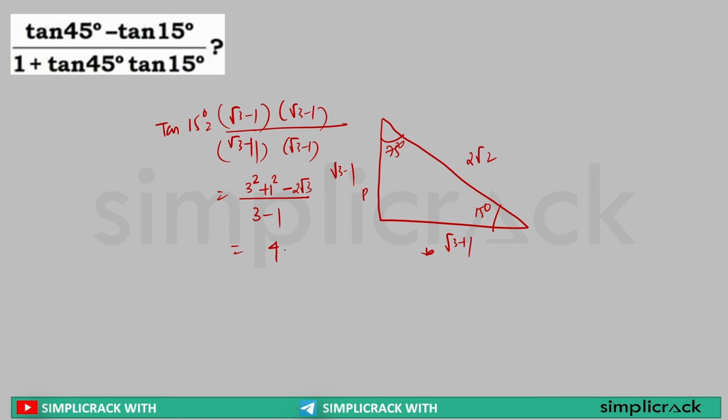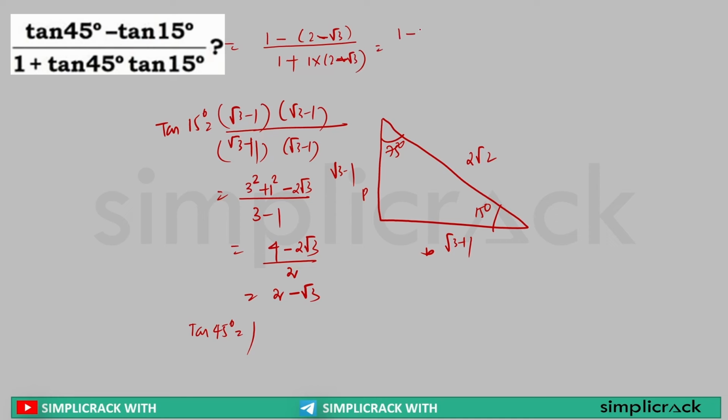So this can be written as (4 minus 2 root 3) divided by 2, or this can be written as 2 minus root 3. Yes or no? Yes. Sir, it is asking about tan 45 degree minus tan 15 degree. I know tan 45 degree is equal to 1, so I'll directly answer it. Sir, (1 minus (2 minus root 3)) divided by (1 plus 1 into (2 minus root 3)). Yes or no? Yes, sir.